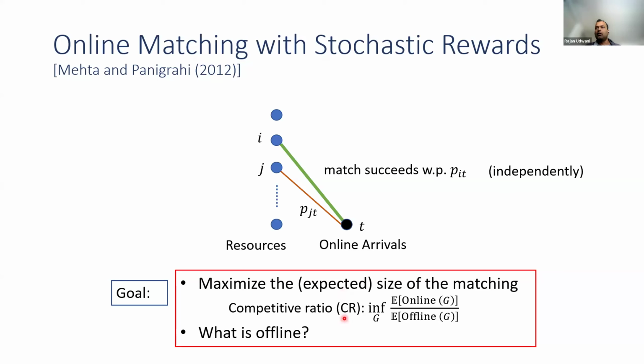And I want to find algorithms with good competitive ratio. So as Rad already talked about, comparing online with offline in the worst case sense, and the expectation here is with respect to randomness in the instance. Okay, so a question that we need to talk a bit about is what really is the offline here?